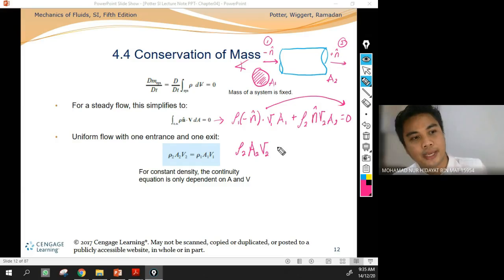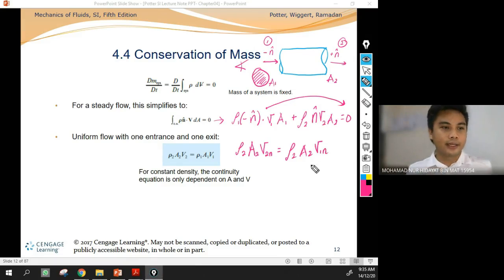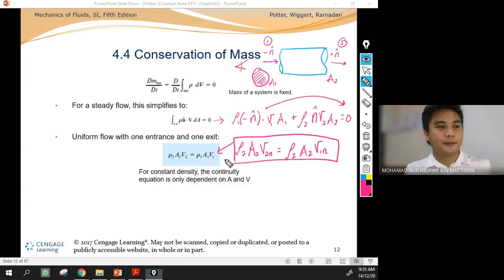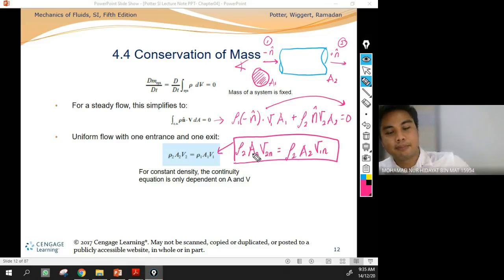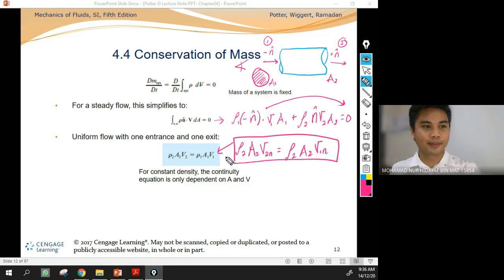This n, we can consider that the velocity directly normal to the surface area. So this n we can omit. Basically, we have this one, right? Equal to rho 2 A2 V1n. Right? Now the equation is the same as this equation. This equation basically we call the mass flow rate equation. Right? This is the conservation of mass.